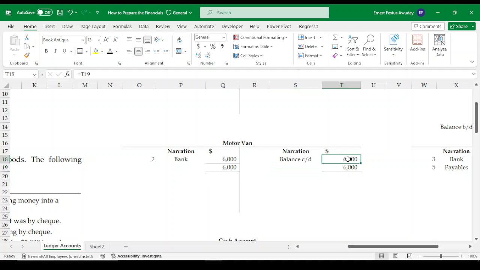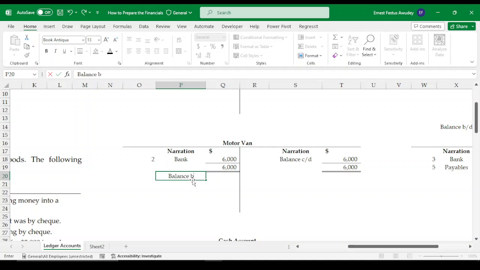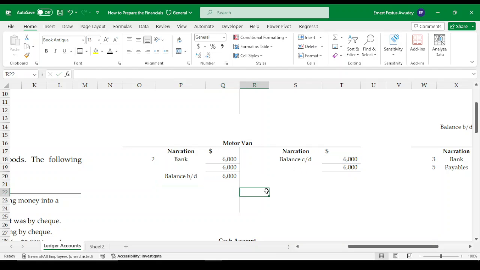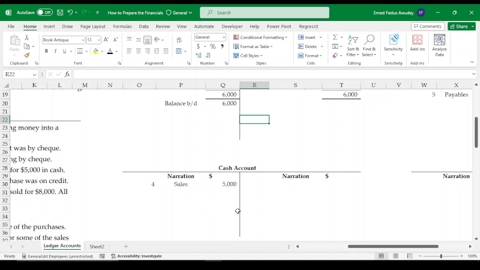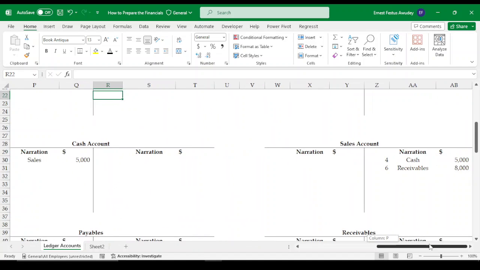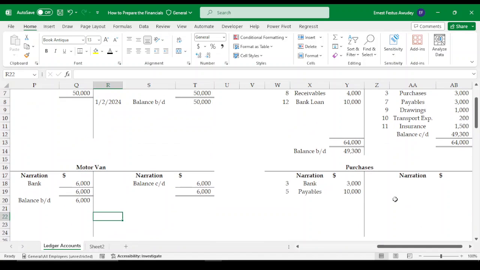Okay, so that when I add this, it's going to give me the 6,000 here, and then this balance carried down is going to be brought down as balance BD, and I'm going to reference the balance carried down here as well. Okay, so as simple as that. So you can do the rest now, the single account transactions. All right. So don't forget I will leave a link to download the question or the scenario in the video description so you can follow along.